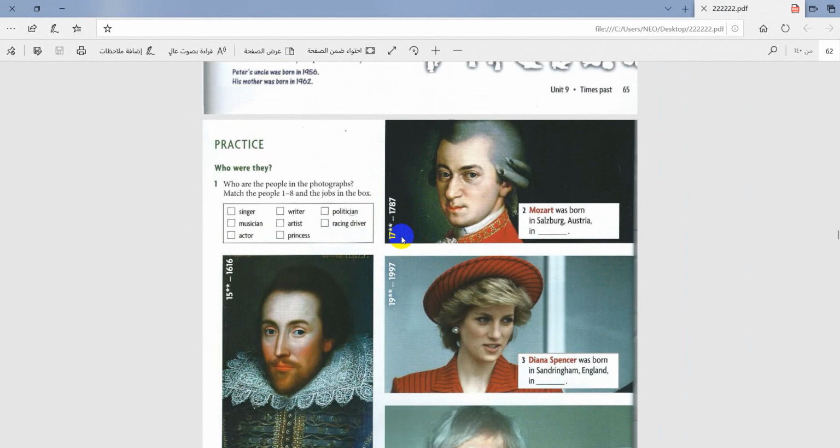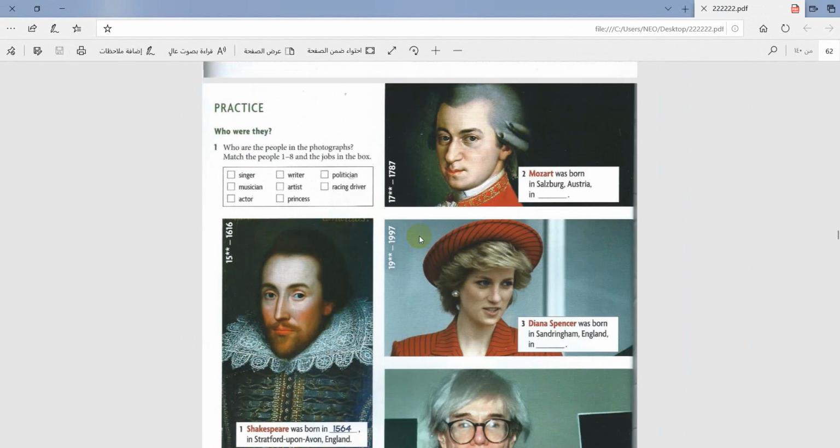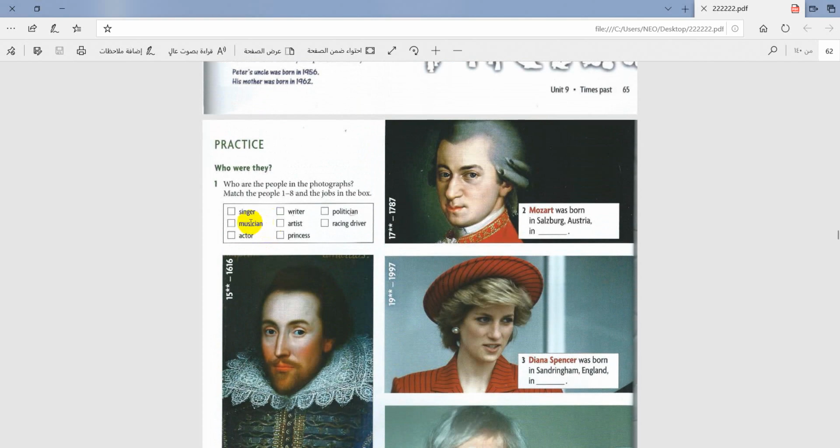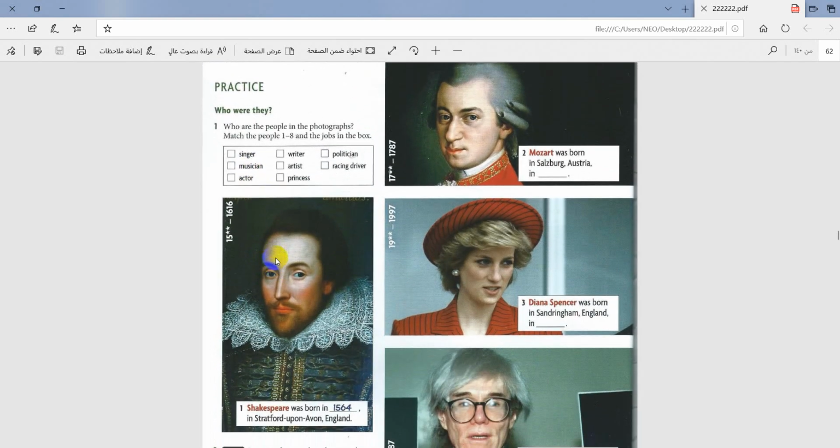Now let's start from number 1. Shakespeare was born in 1564 in Stratford upon Avon, England. This is Shakespeare. So Shakespeare was a writer.